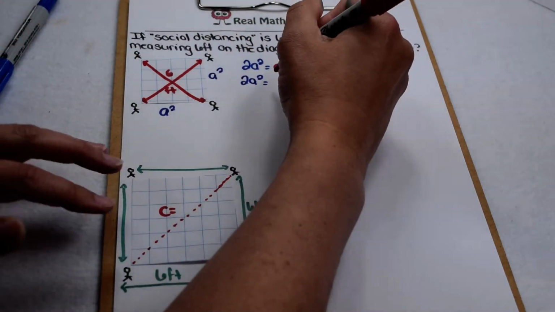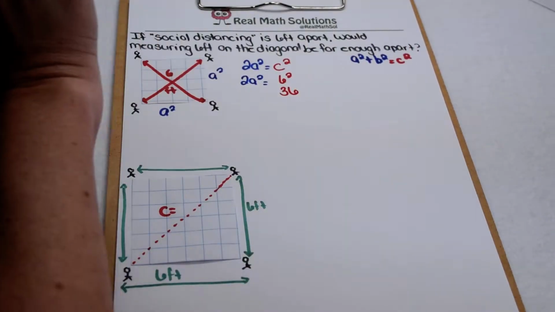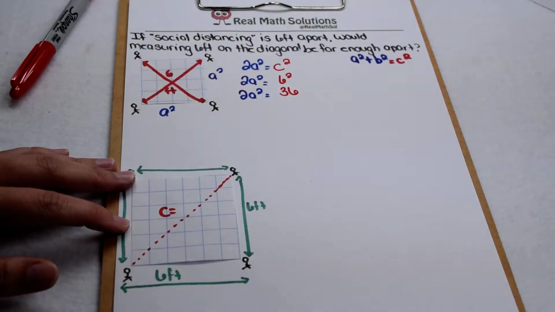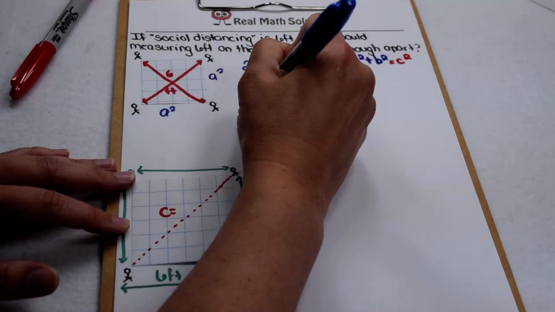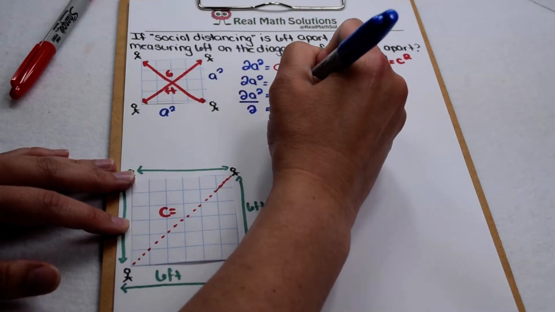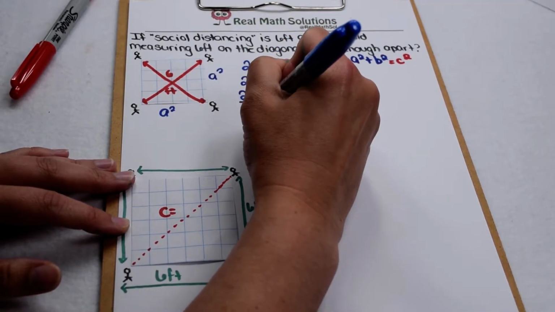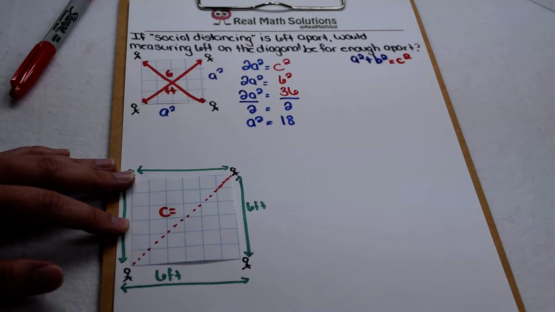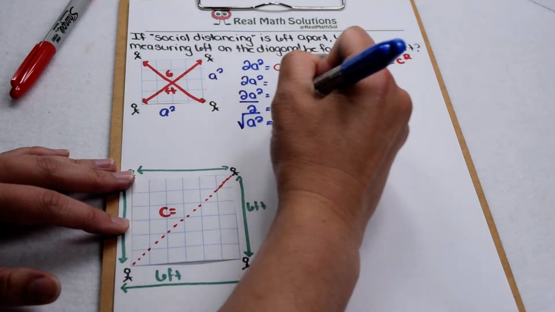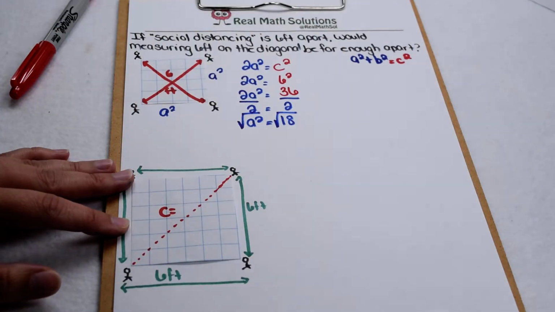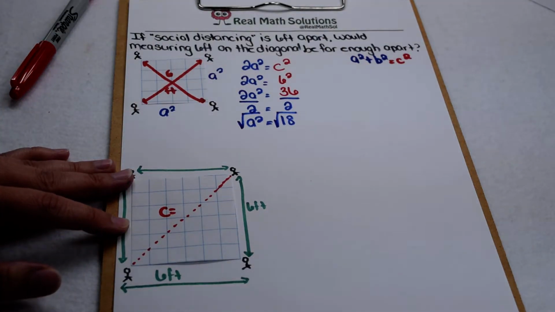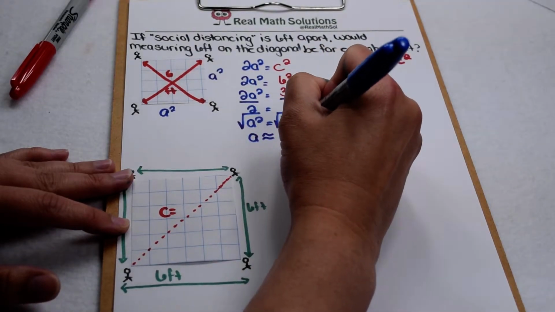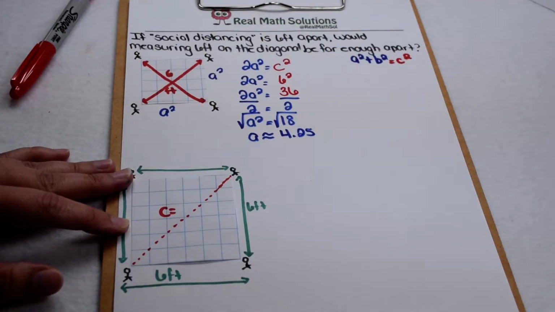Well, evaluate 6 squared, and that gives us 36. So that tells us that our 2a squared is going to equal 36. Let's divide both sides by 2, and when we do, that means that our a squared is going to be worth 18. To find out what a is worth, we're going to take the square root of both sides. Now, 18 isn't a perfect square, so we went ahead and evaluated that before we solved this. So a comes out to be about 4.25.